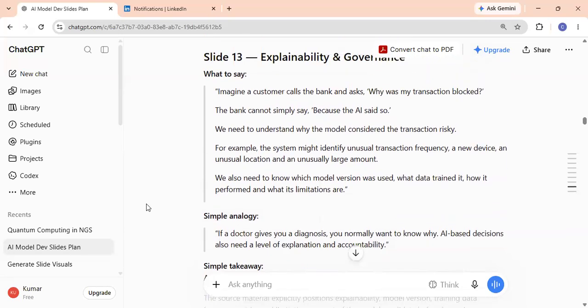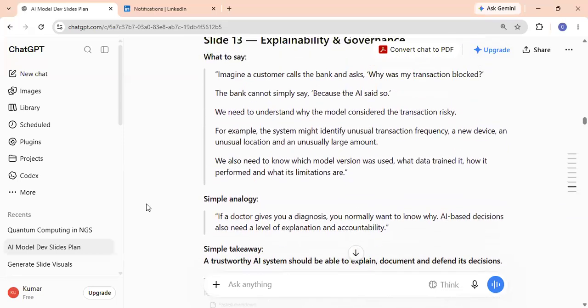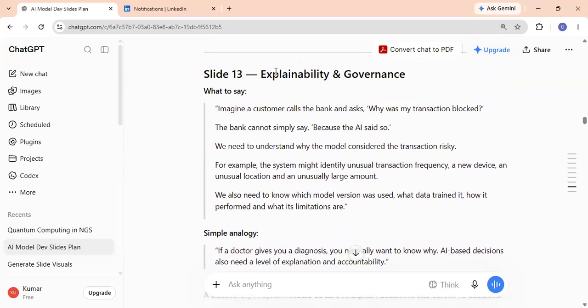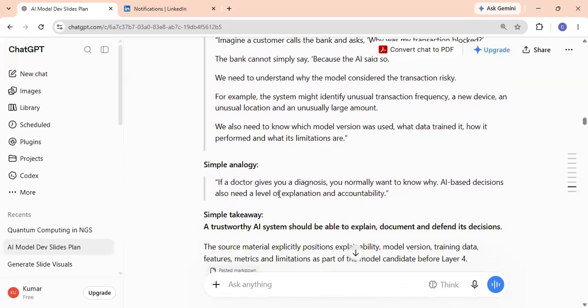So a simple analogy from slide 13, explainability and governance. Explainability means all this we discussed: user understanding, decision making, and model versions. Then if a model is rejecting a transaction, why it is rejected, the explanation needs to be there in the log files. A simple analogy: if a doctor gives a diagnosis, you normally want to know why. AI-based decisions also need a level of explanation and accountability. These are the common things that need to be there in AI models in the log files. That kind of system needs to be designed by the model developer, the AI developer.